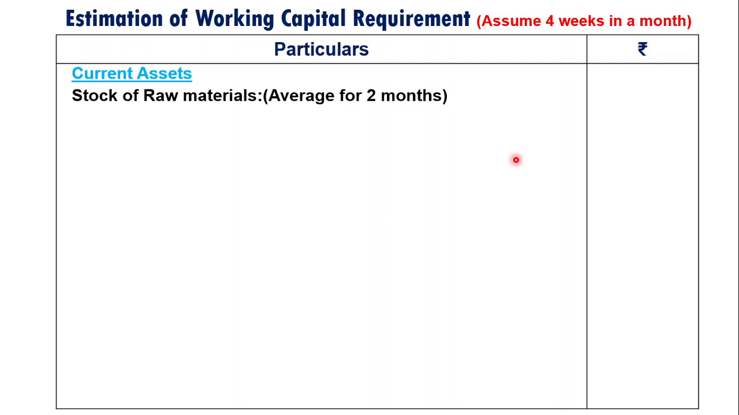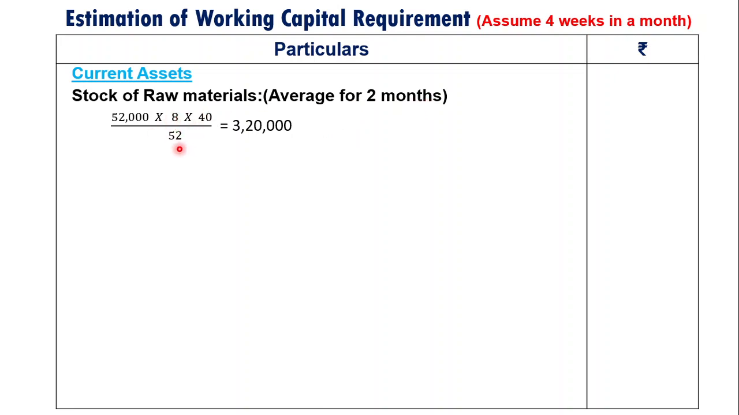The stock of raw materials, that is on an average of 2 months, that is 52,000 units of production expected into 8 divided by 52. Why is it taken as 8 divided by 52? Because 2 months is indicated. 2 months in the sense 8 weeks. 4 weeks in a month. So 2 months consists of 8 weeks.